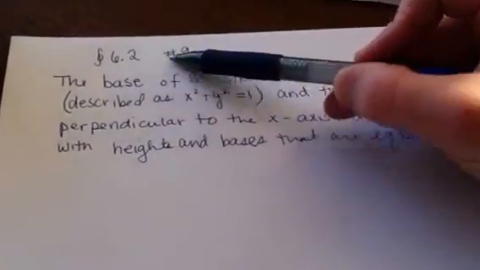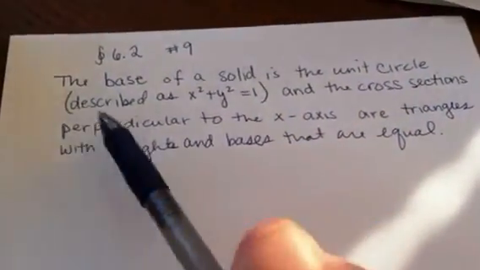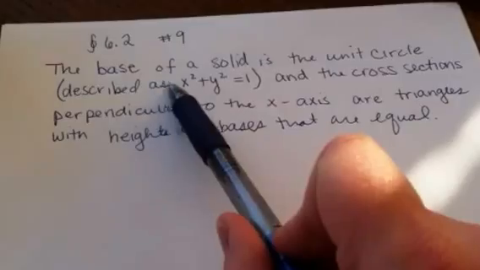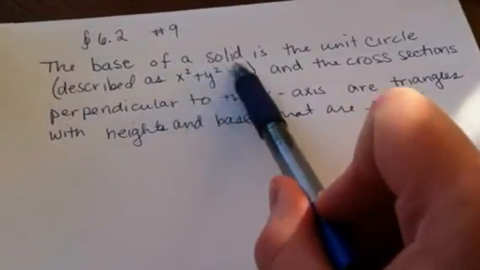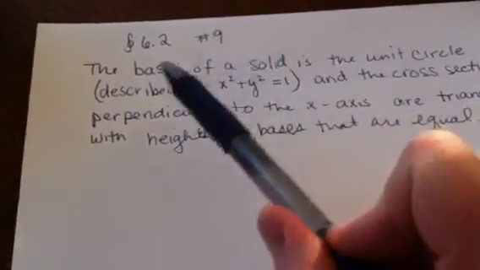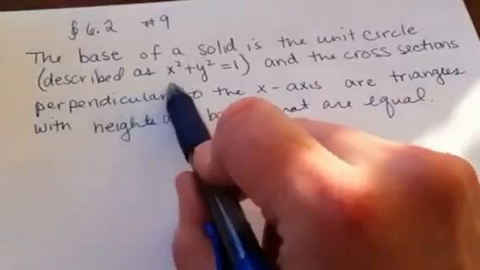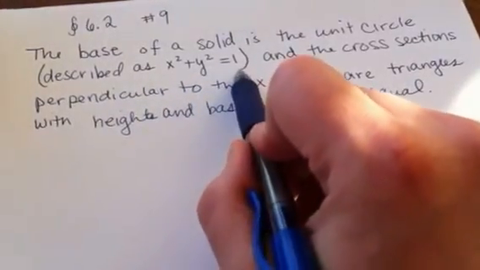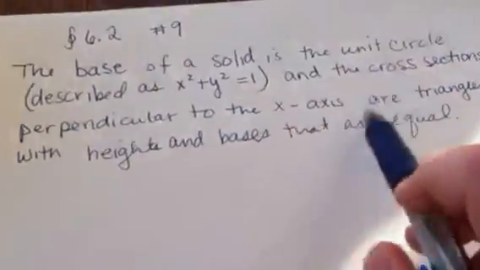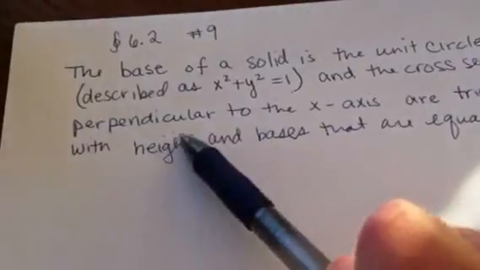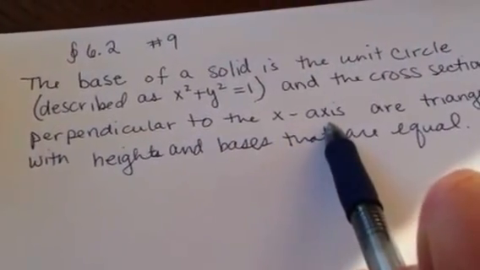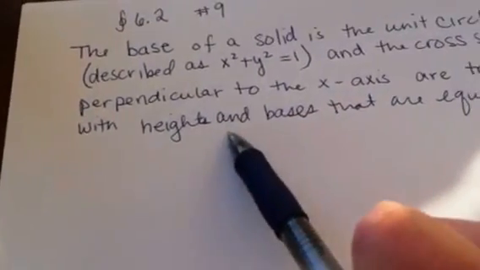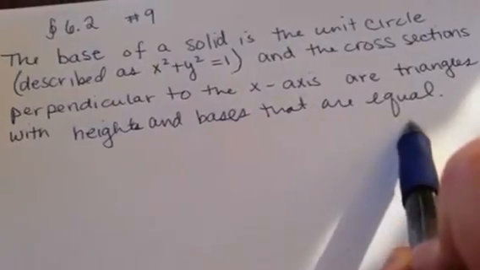In section 6.2, number 9, they've given us this description of a volume. They say the base of the solid is the unit circle, which is described as x squared plus y squared equals 1. The cross sections are perpendicular to the x-axis, and they're triangles. The height and the base of the triangles are equal.